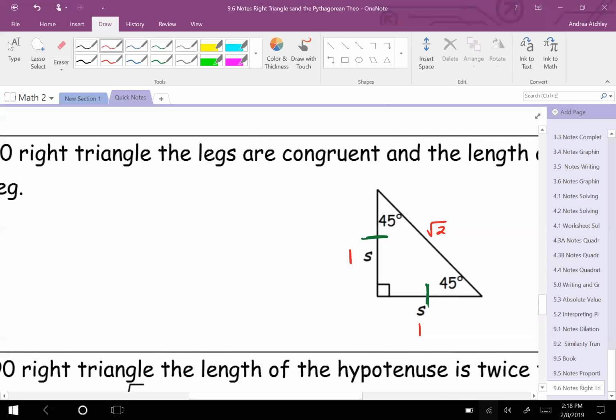So if the hypotenuse is 10, what would be the length of the side? 10 divided by the square root of 2. If the hypotenuse is 8, what is the length of the side? 8 divided by square root 2. Does that make sense? So you're either multiplying by square root 2 or dividing by square root of 2 to find the length of the sides, just depending on what I give you.